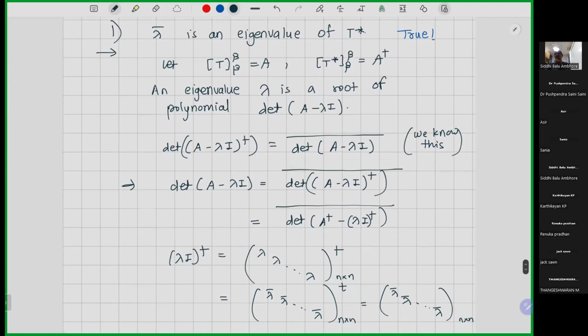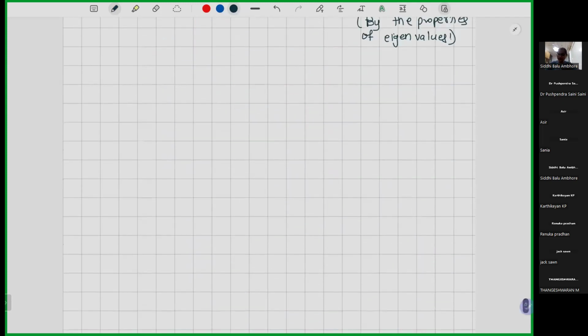Yes, ma'am, there is a doubt. You are using the word dagger. What do you mean by dagger? A dagger is just a notation for A bar transpose, the conjugate transpose. This notation is called dagger. In most books the symbol A star is used, but in the notes and the lectures we have used this notation, so I'm staying consistent with the lectures.